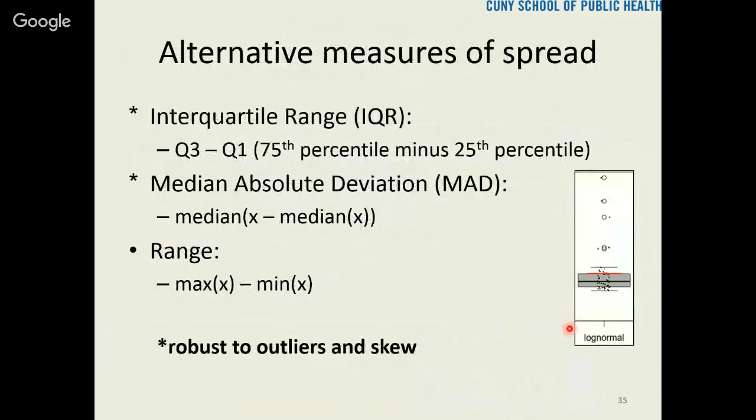Finally, of course, the range, this very non-robust measure of the total variability of the data.